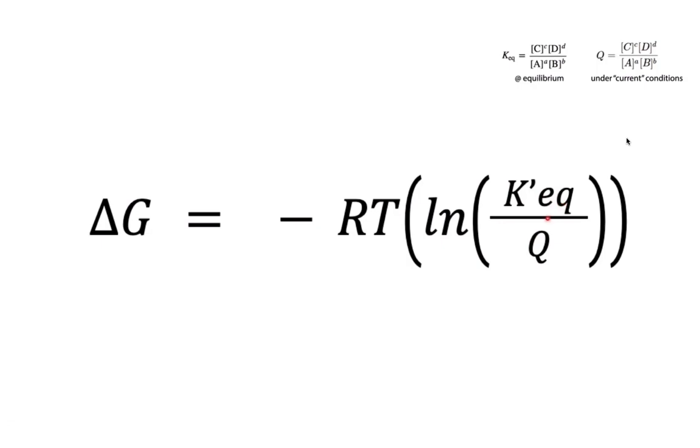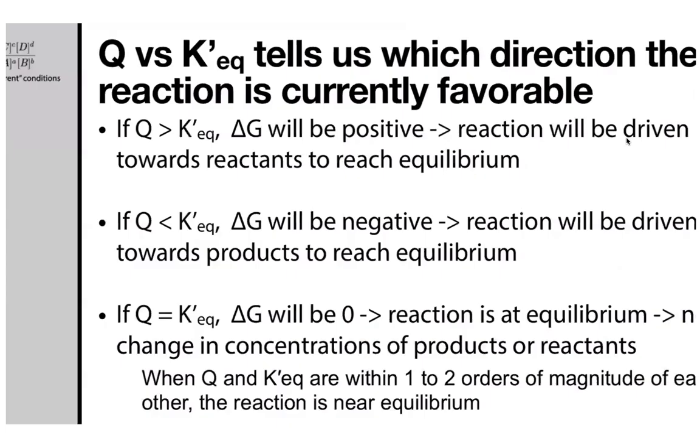And if we're saying that our KEQ is greater than Q, what we're saying is that at equilibrium, we would have more products than we have right now. And so we need to go in the forward direction, right? So if KEQ is greater than Q, you have a drive to go forward. But if your Q is greater than your KEQ, that would be saying that you have more of your products currently than you would have at equilibrium. And so you're going to actually go backwards. It would be unfavorable in the forward direction. The log would turn out to be negative, a negative times a negative equals a positive, and your delta G would be positive.